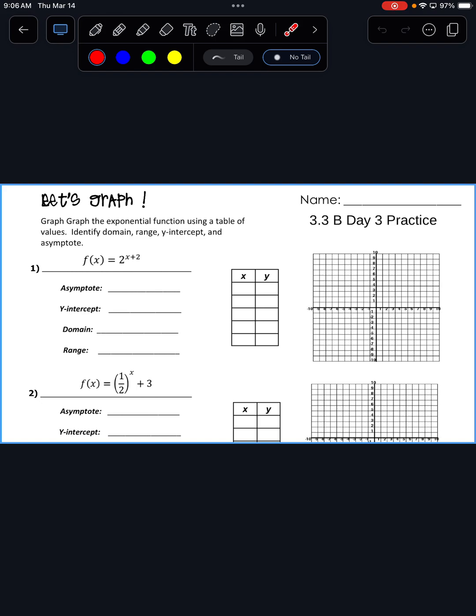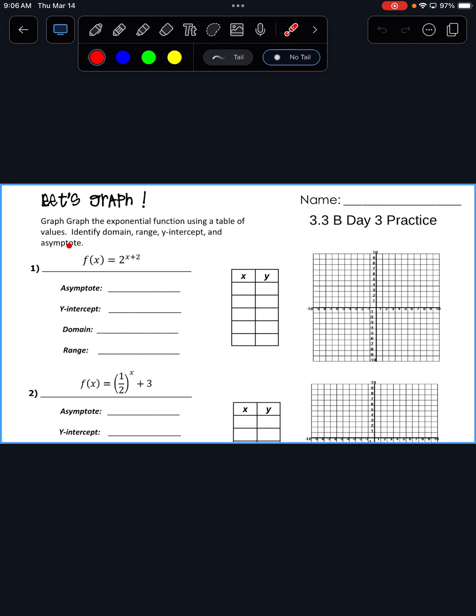So we are going to use this function, f of x equals 2 to the x plus 2 power, okay? So 2 to the x plus 2 power. I know it's an exponential function because my variable is in the exponent.